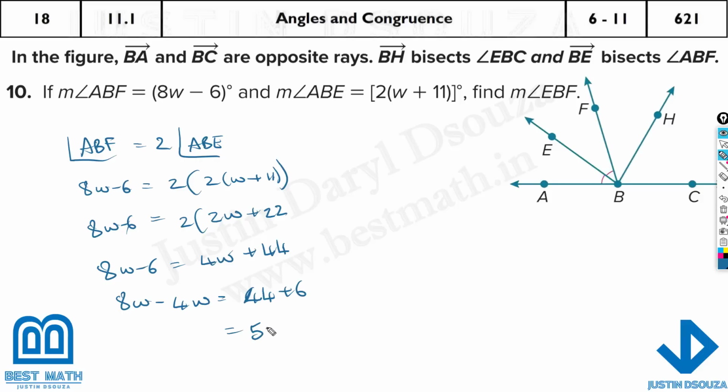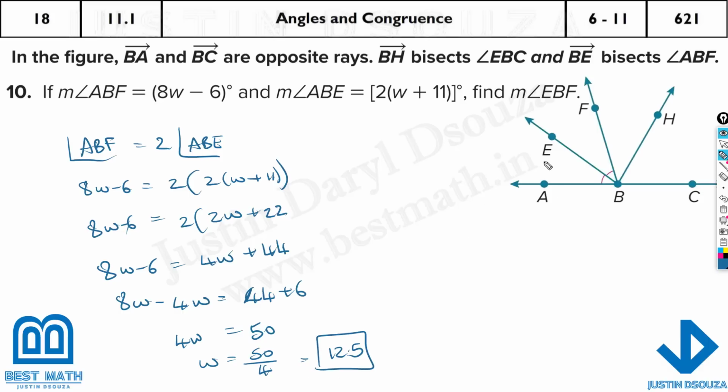It is 50 here, and 8 minus 4 will be 4W. W is equal to 50 by 4, that is 12.5. 12.5 times 4 is 50.